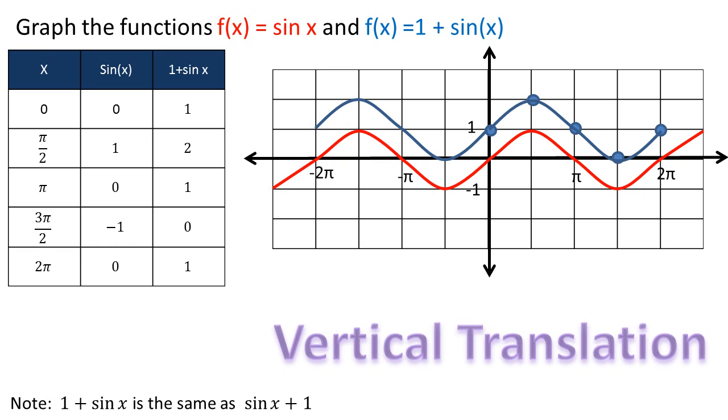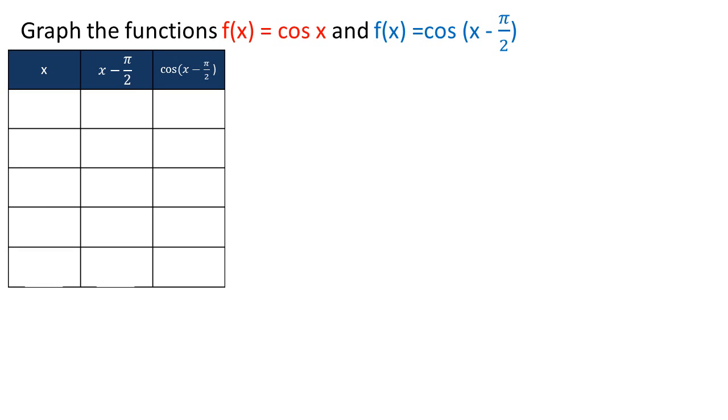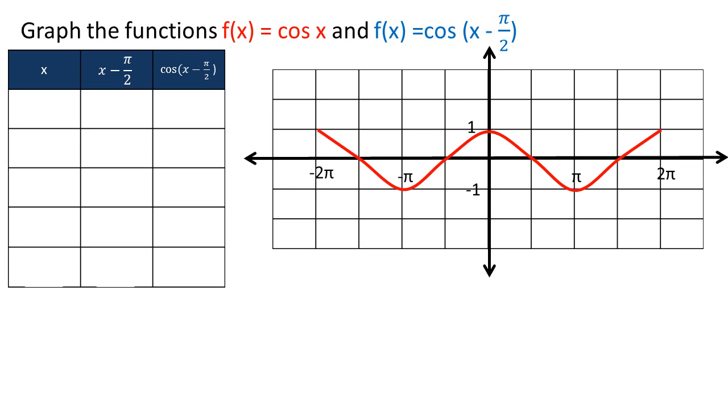So let's see what happens when we add something not outside the parentheses, but inside the parentheses with the x. This time I'm going to use cosine. I'm going to graph f of x equals cosine x, and f of x equals cosine of x minus pi over 2. Notice this is different because this pi over 2 is inside the parentheses with the x. That means we have to do the x minus pi over 2 before we do the cosine. So same graph, I'm going to put the cosine on there.